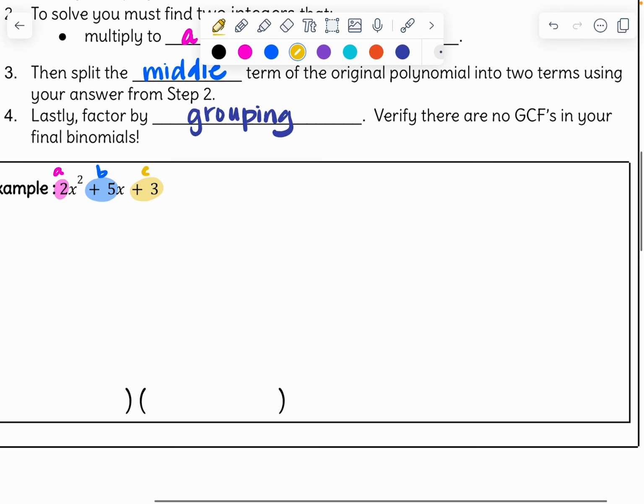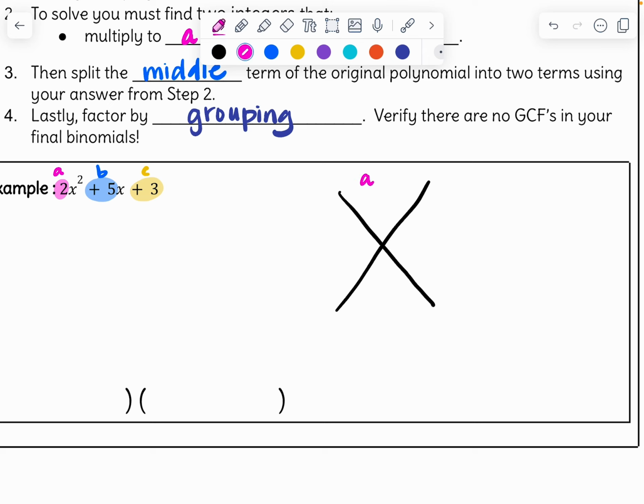So now that I know what A, B, and C are, I can make my x puzzle. In the top, I'm going to multiply A times C. So this is going to be 2 times 3. What's 2 times 3? It's 6. So 6 is my top number. My middle number, B, is 5. So 5 will be the bottom number. Now, I have to solve this by listing all of the factors of 6 and see which pair adds to 5.